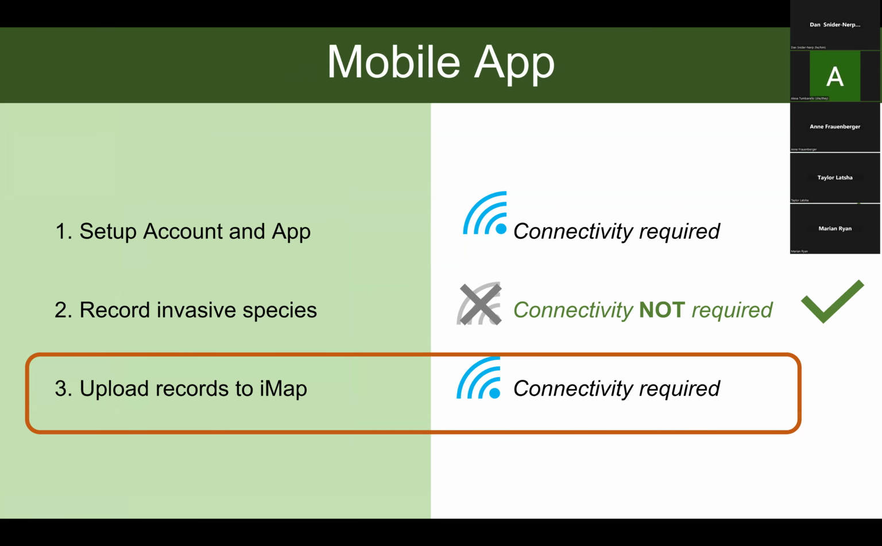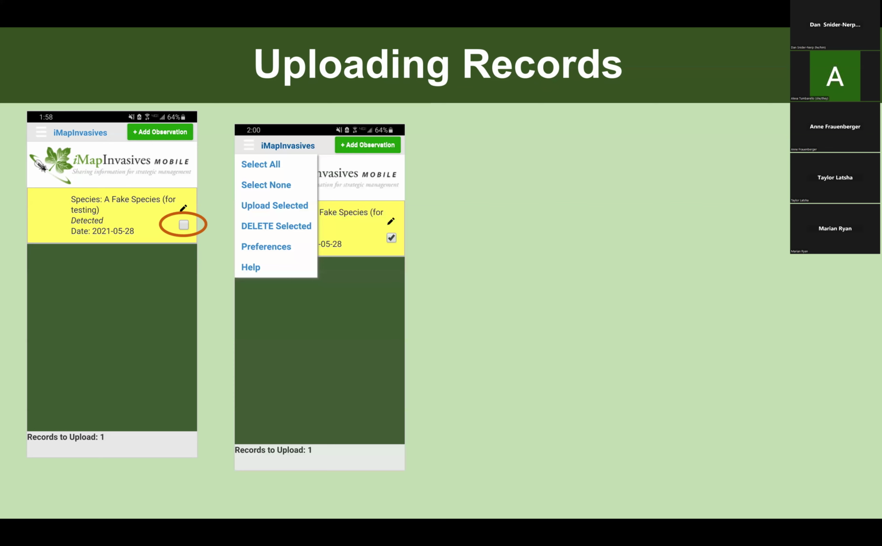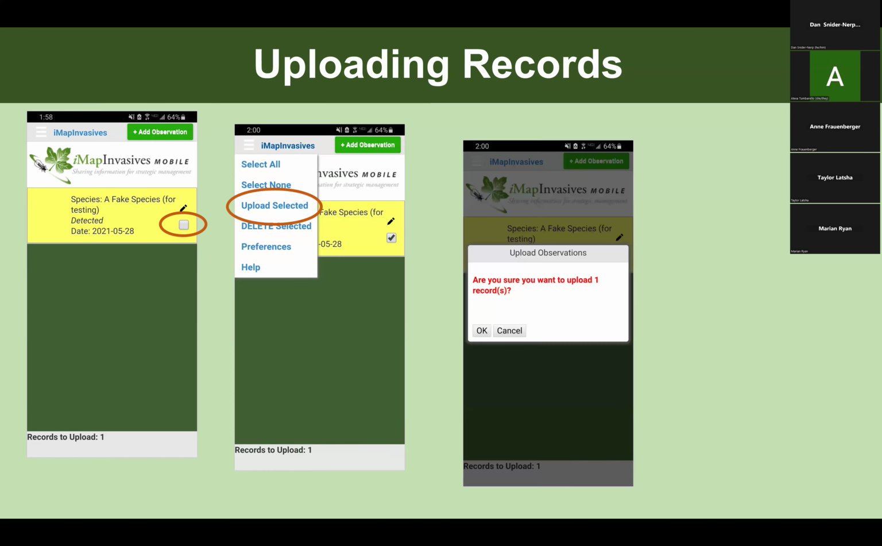And we can keep going past this one too. Lovely. Okay. If you've made the record on your phone and you've clicked save, when you get back to the home screen, you'll notice that the record is there highlighted in yellow. This means that you've entered the data and it's ready to upload. When you're back connected to cell service or Wi-Fi, you can click the checkbox circled in red in that first image. Then you'll click the hamburger menu in the upper left and click Upload Selected, and then click OK, and it'll upload to the database.